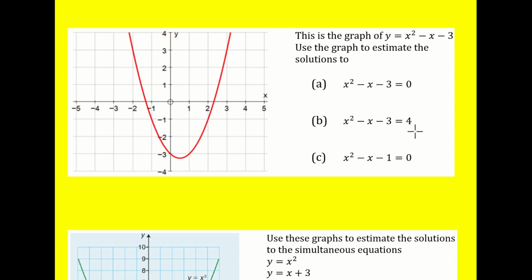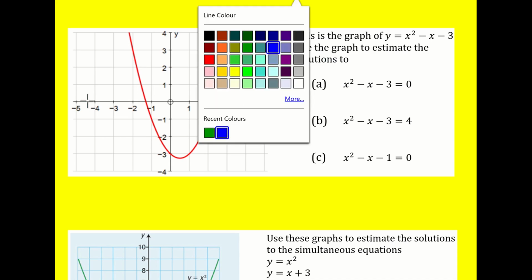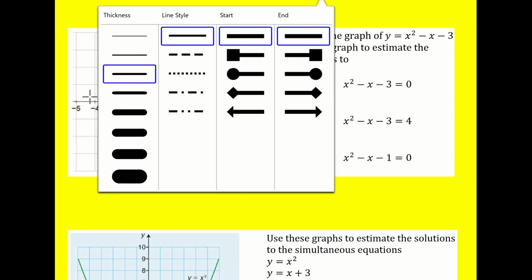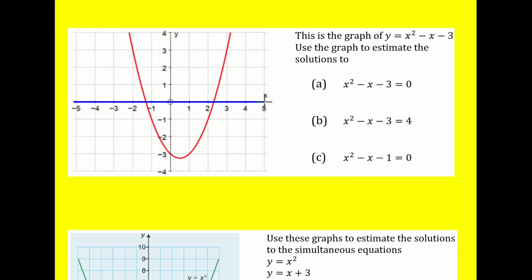So the first one, there's two ways you can think about it. The first way is actually to realize that it's where the graph intersects the line y equals 0. And the line y equals 0 is the horizontal line that passes through y equals 0. So if I draw that, it's going to look like this. And actually it's where the points cross the axis. So I can read them straight off.